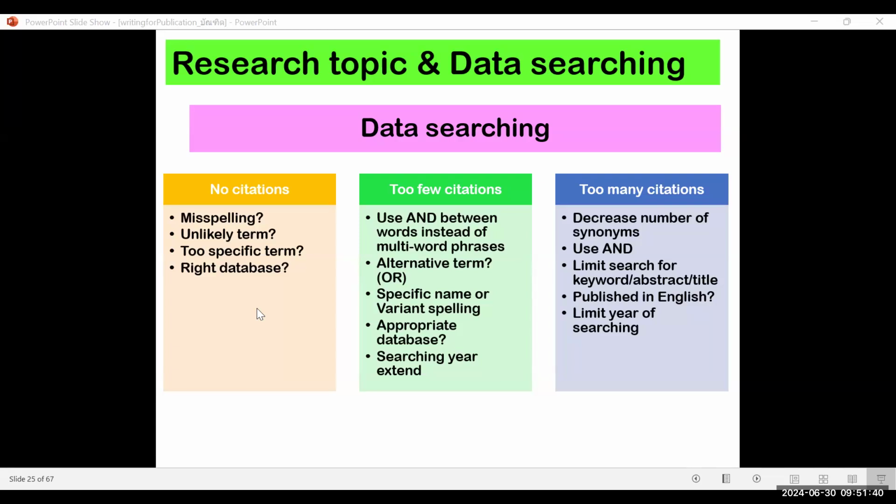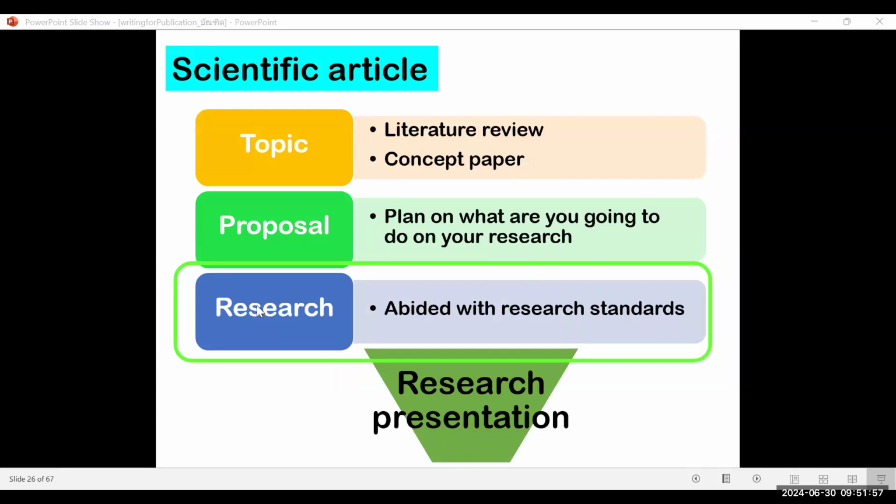And the last one, check your database. Check whether this is the right database that you chose to search your information or not, right? Okay, after you have searched, and everything is here, you can carve the topic. You gather all of the literature that is necessary for your concept idea to refine the topic, and later on you draft your concept paper.